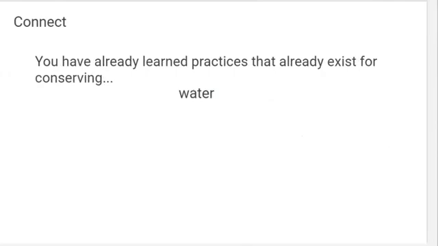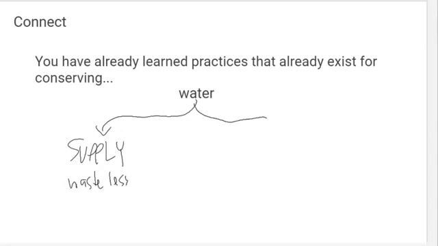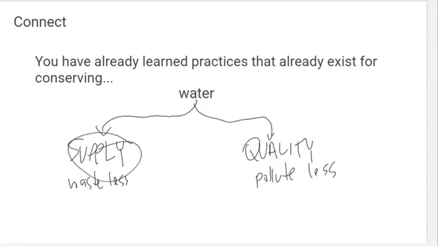We've also learned practices that already exist for conserving water. We talked about those in two ways. We talked about conserving the supply of water. So that is basically ways to waste less, use less. And then we talked about ways to conserve the quality of water, which was to pollute it less, ways to keep water clean, like not putting trash down toilets or down in gutters and things like that. So pollute less, and we talked about that too. So supply of water is important, so is the quality of the water, both important.